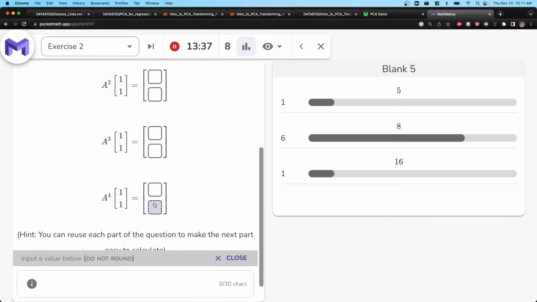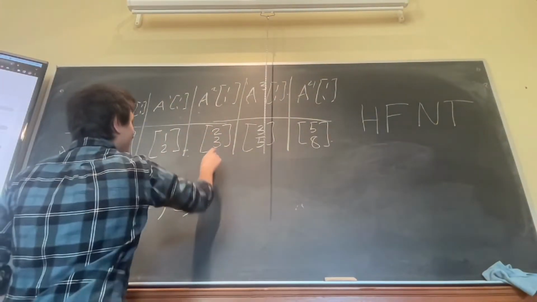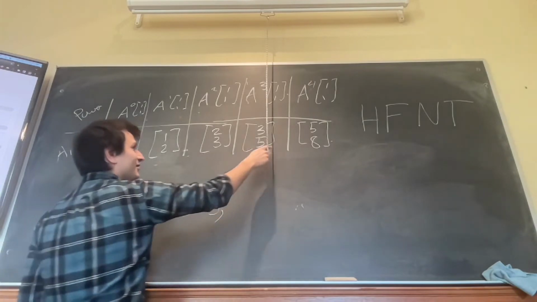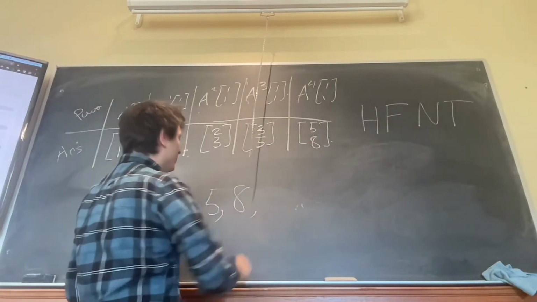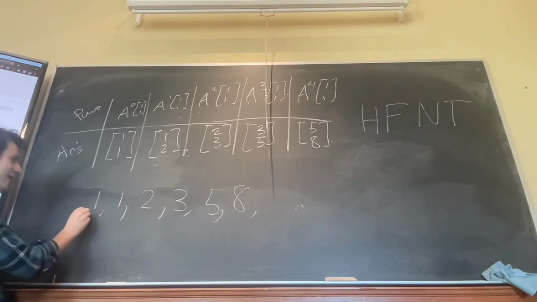Isn't this amazing? Look, it's the numbers 1, 1. Then it goes 1, 2. Then it goes 2, 3. 3, 5. 5, 8. What's the next one going to be? 8. The pattern is, to get to the next number, you add up these two numbers.